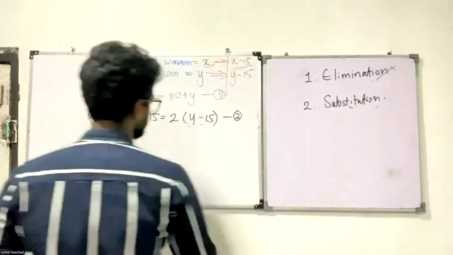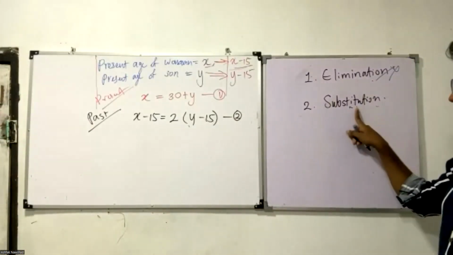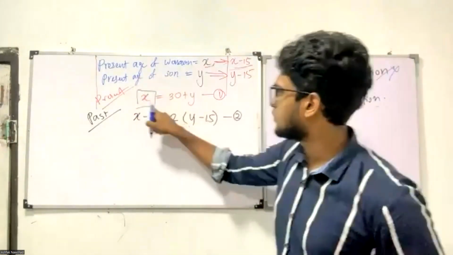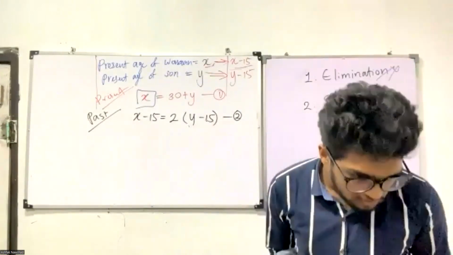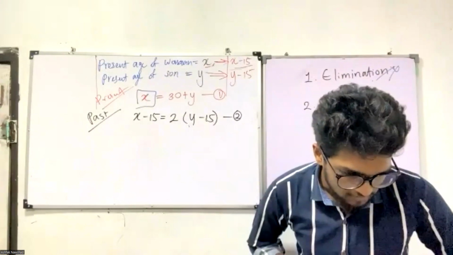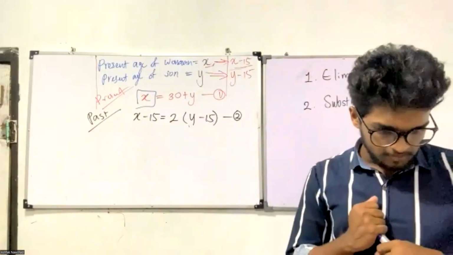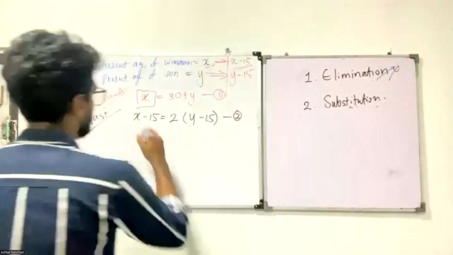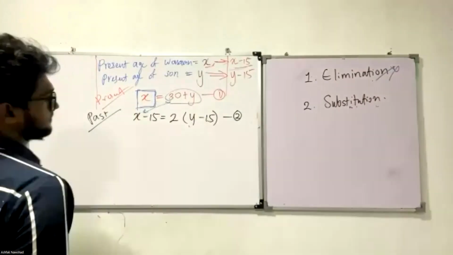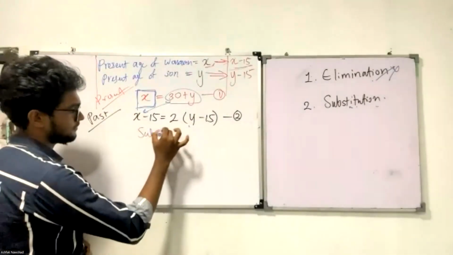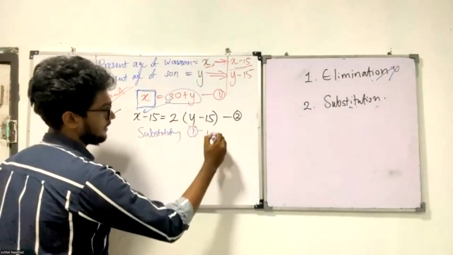Okay, so let's see. I'm not going to use elimination here. I'm going to jump into substitution because, like I said, there's a direct value for x in terms of y. The answer is y must be 45, and x must be 75. See, I'm going to substitute the value of x, 30 plus y, substituting the first equation in the second equation.